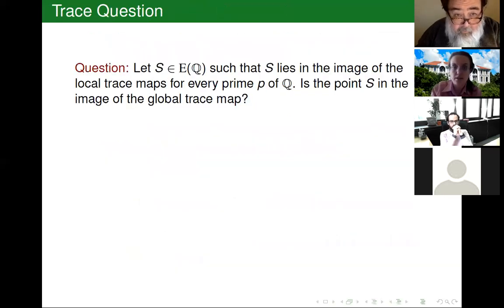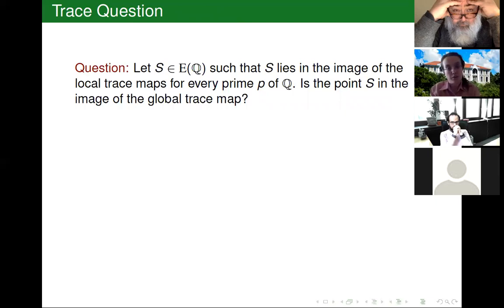So here's the precise question. Let's say you have an elliptic curve. Forget about modular curves. You don't have to know anything about them now. If you have an elliptic curve, fix a rational point on this elliptic curve. Let's say this point is a local trace for every prime. Is it also a global trace?